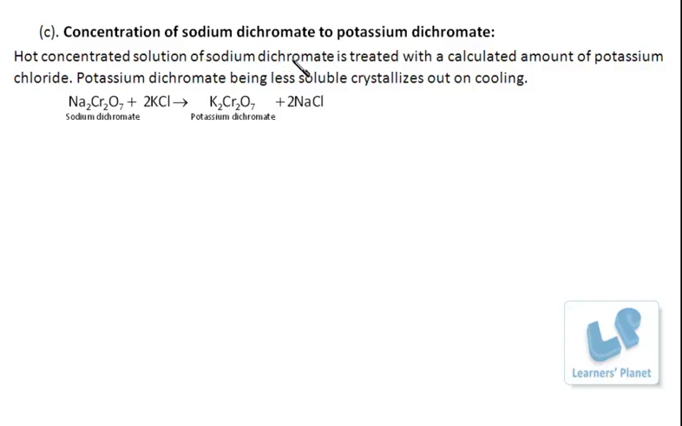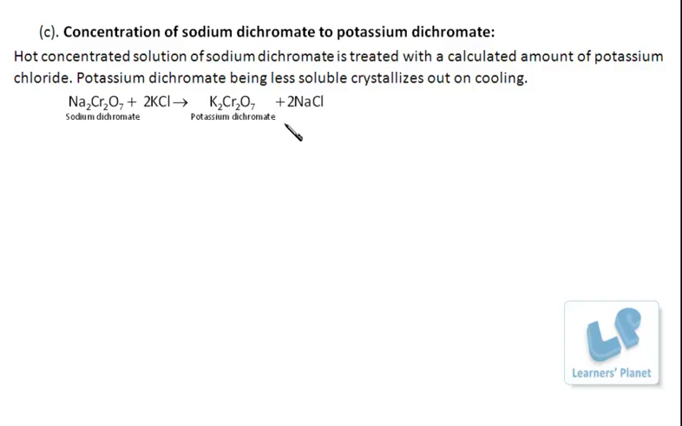Conversion of sodium dichromate to potassium dichromate. A hot concentrated solution of sodium dichromate is treated with a calculated amount of potassium chloride. You can't take lots of potassium chloride. This forms potassium dichromate and sodium chloride. So from here we can get the potassium dichromate. It crystallizes out on cooling.